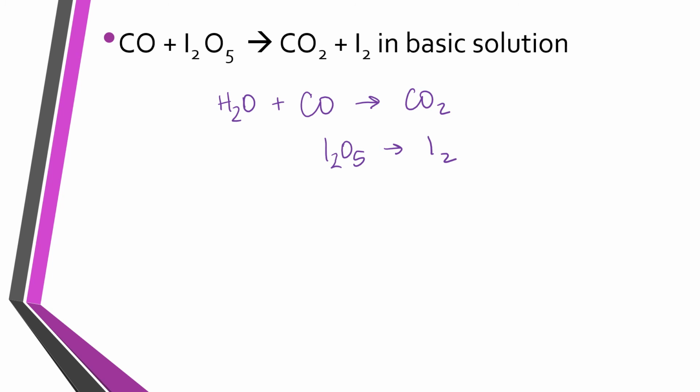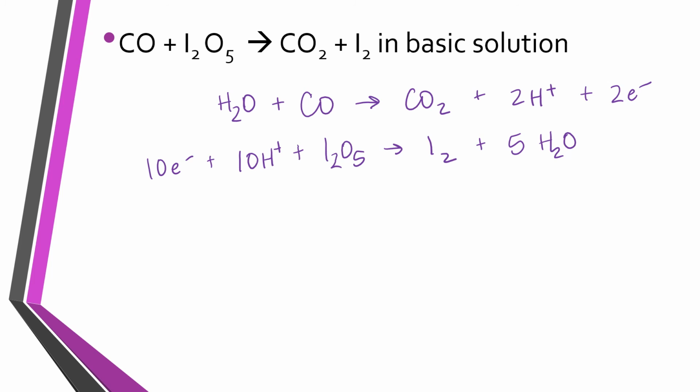So I need to add 1 water on the left. That gives me 2 hydrogens, so I need 2 hydrogens on the right. Down here, I'm going to have to add 5 waters because I have 5 oxygens on the left, and that gives me 10 hydrogens that I need to add. So now I have to balance with my electrons. I have no charge on the left of my first reaction, but I have plus 2 on the right, so I got to add 2 electrons. And then on the bottom, I have no charge on the right, but I have positive 10 on the left, so I'm going to have to add 10 electrons.